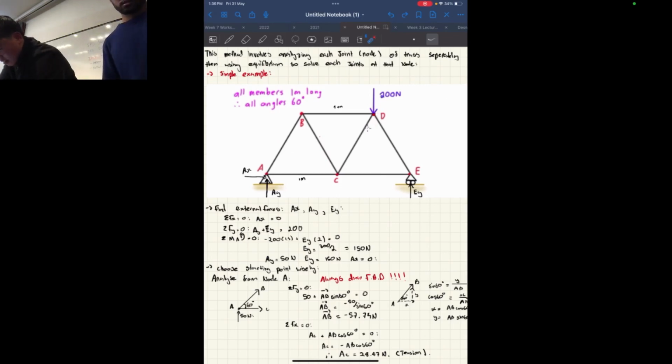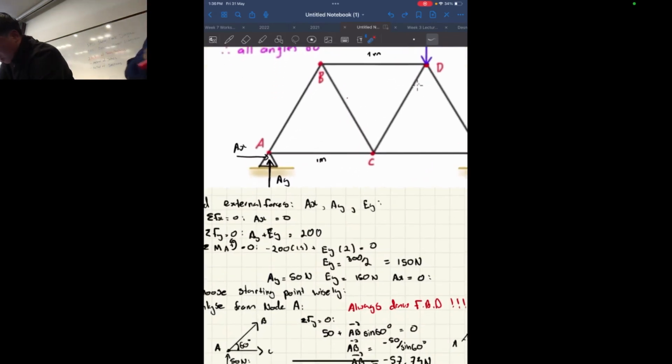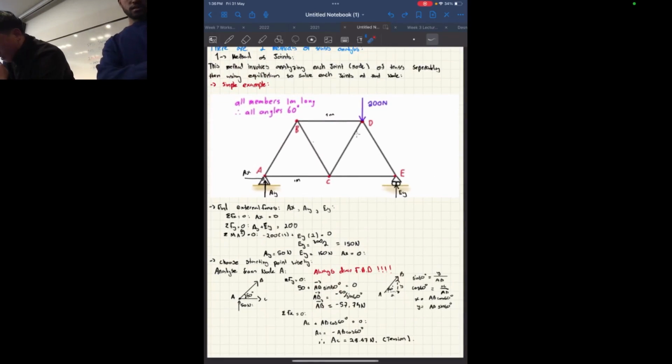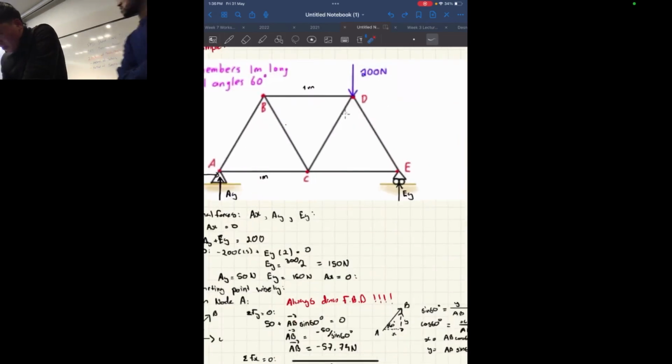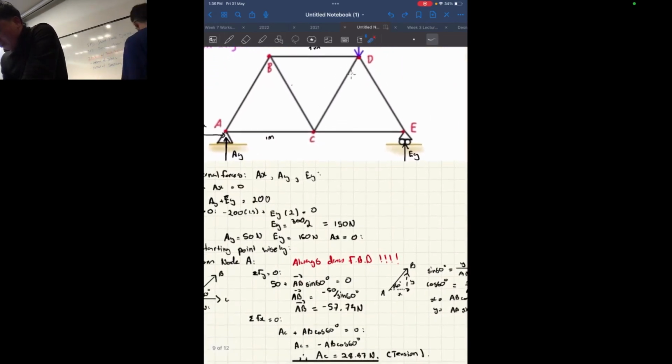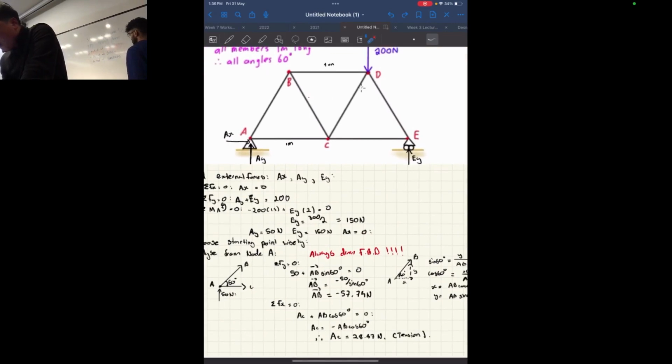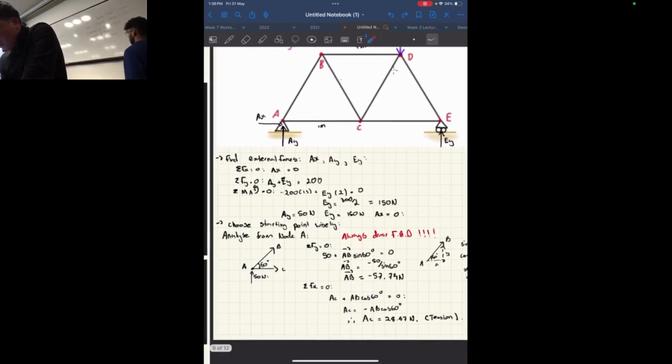And then Ey is causing it to move in an anti-clockwise direction. So plus Ey times 2. So Ey equals 300 over 2, which equals 150 newtons. So we've solved Ay, Ey, and Ax.